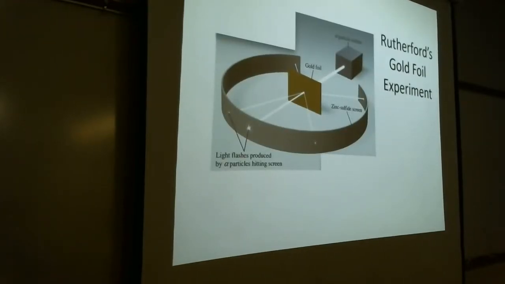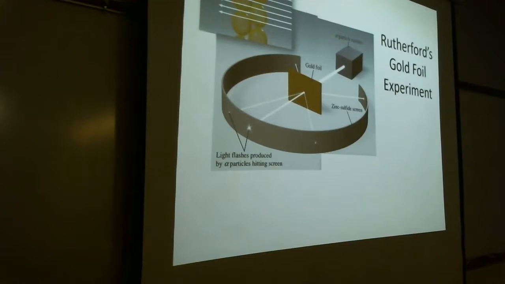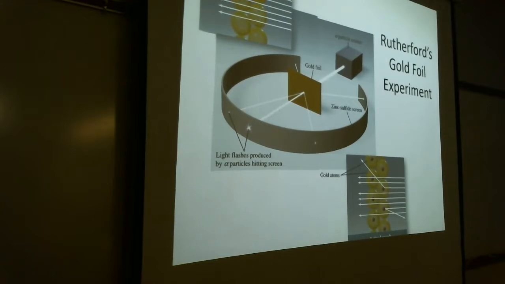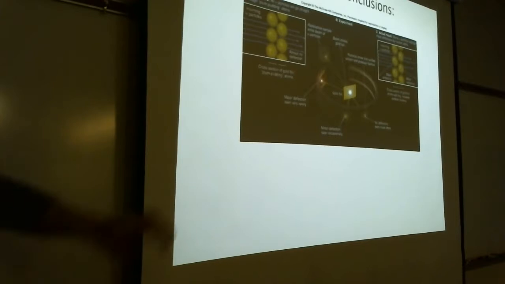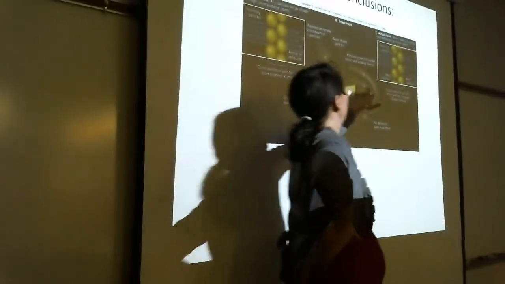So there's a picture from another textbook just showing the general setup. That's what you expected to observe, right? A lot going through, a few deflecting. That's what you get. And there's another picture from another textbook, again showing what you expect, what you observe.